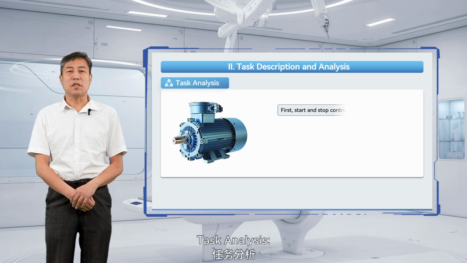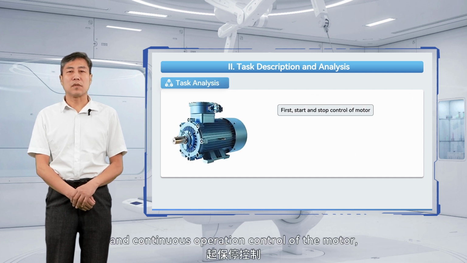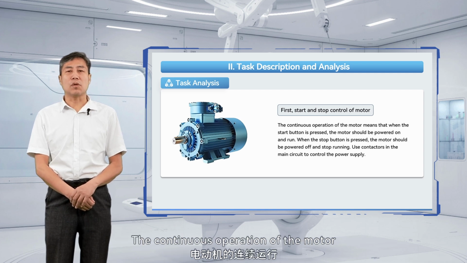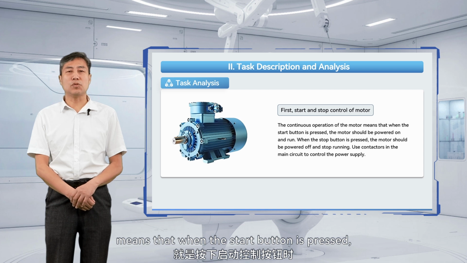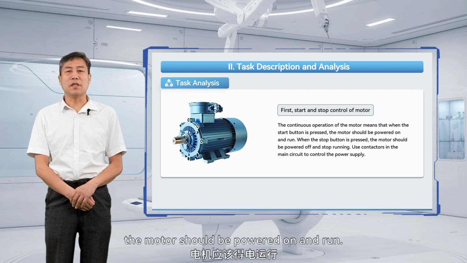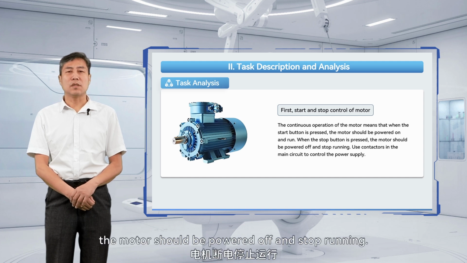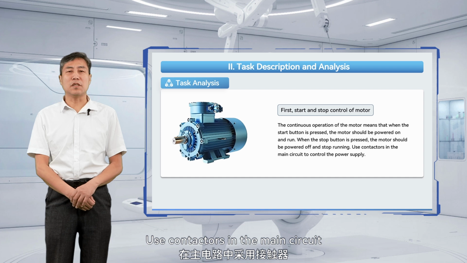Task analysis. To achieve the start, stop, and continuous operation control of the motor, the following tasks need to be performed. First, implement start and stop control of the motor. The continuous operation of the motor means that when the start button is pressed, the motor should be powered on and run. When the stop button is pressed, the motor should be powered off and stop running. Use contactors in the main circuit to control the power supply.